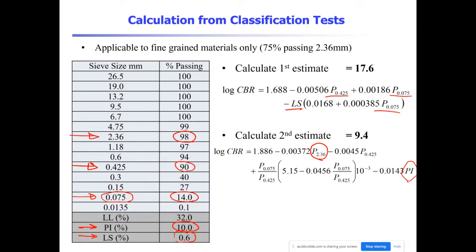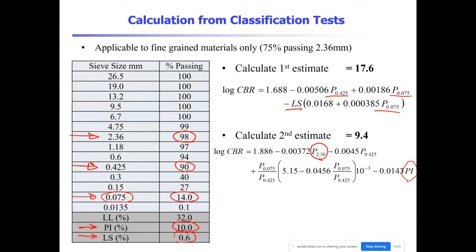So you can see the level of uncertainty. You can see how rough an approximation this method is. The results that it provides us, one is 9.4 and the other one is almost double, 17.6.